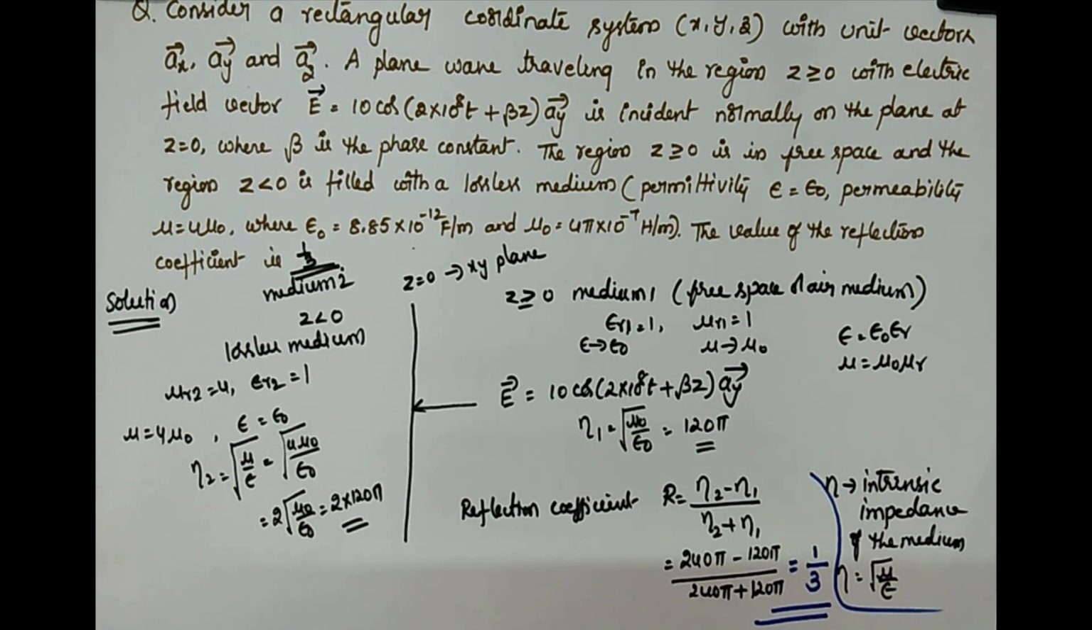What are the important formulas here? The intrinsic impedance, η = root of μ by ε, and the reflection coefficient in terms of η, that is (η2 − η1)/(η2 + η1).